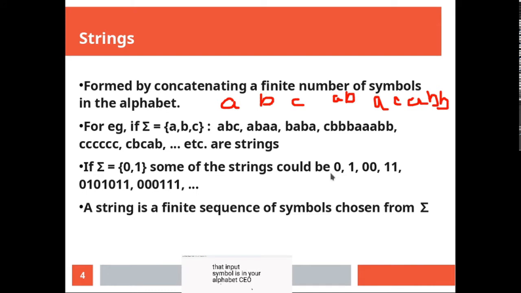So a string is a finite sequence. See, this length is finite, and a finite sequence of what? The symbols chosen from your set. So you can always choose only the 0. You may not choose 1. You may choose only 1. You may not choose 0. You may choose both 0 and 1 to form your strings. So whatever symbols that you are using, they should be a part of this alphabet.